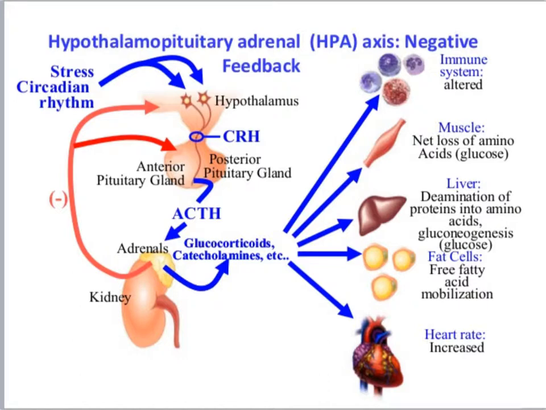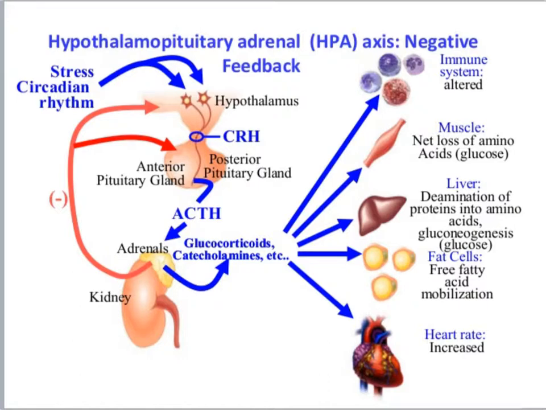In the liver, it's going to tell the liver to release glucose and to begin digesting proteins and releasing amino acids and to make new glucose. It's going to go to your fat cells and tell them to release fatty acids for energy. It's going to go to your heart, tell your heart to increase its heart rate and the strength of its contractions.